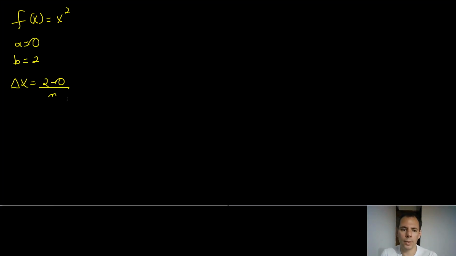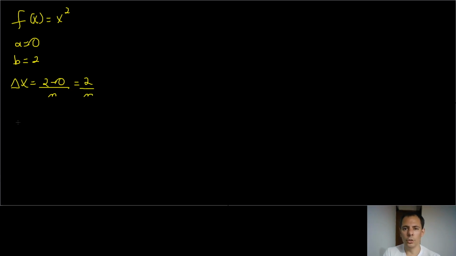So here we go. We have a function, which is f of x equals x squared. And I want the area under the graph by adding all those rectangles. It's going to be from a, which is 0, all the way to b, which is 2. So what's going to be delta x? Delta x is 2 minus 0 divided by n. What is n? It's the number of rectangles, so delta x is 2 divided by n.